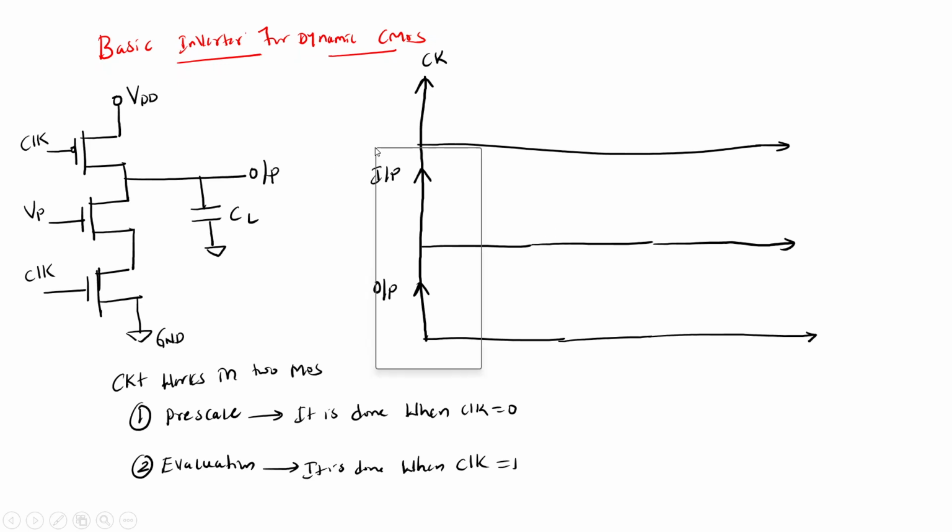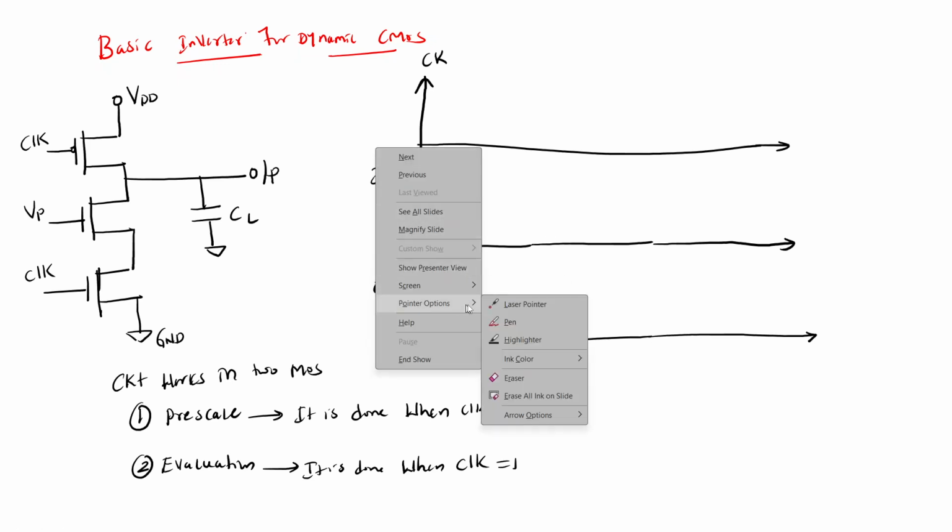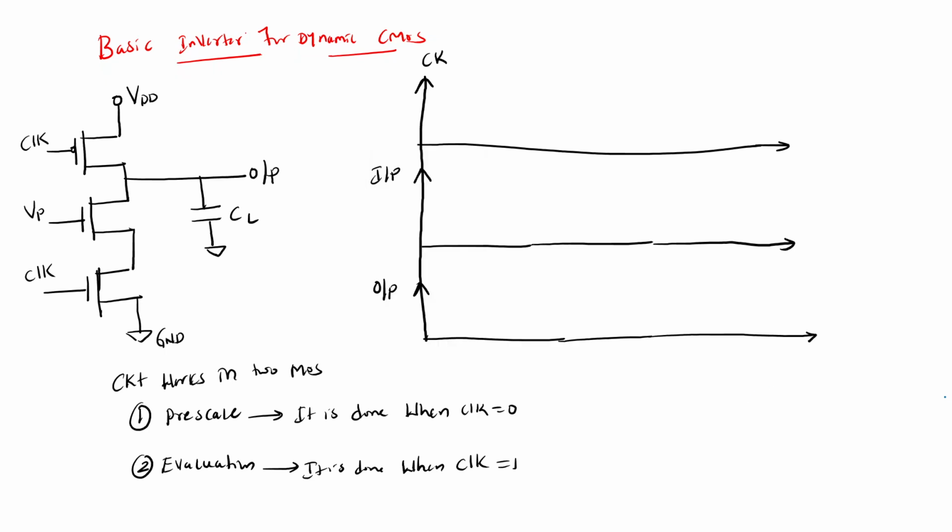Okay, so here I will draw the clock signal, and as well as the inputs and outputs. So how will the clock signal look like? Here you are giving 0 and 1. Okay, let us take this is the clock signal.